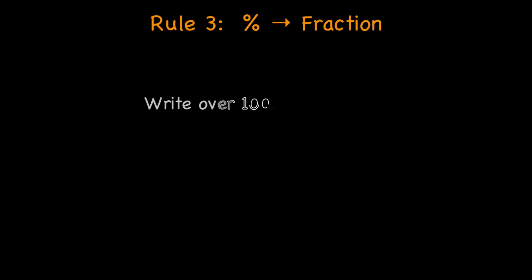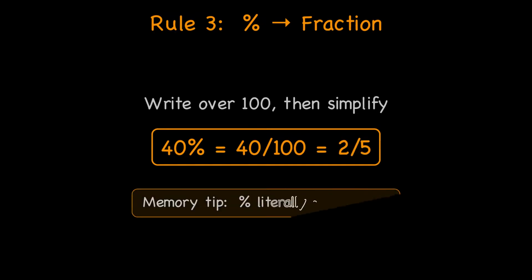Rule 3, percent to fraction. Write the number over 100, then simplify. 40% equals 40 over 100. Both divide by 20, giving 2 over 5. Remember, percent literally means over 100.